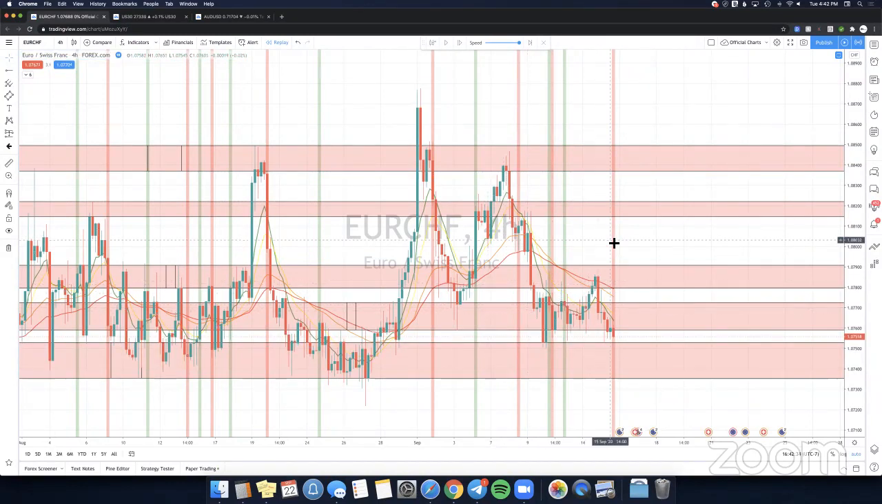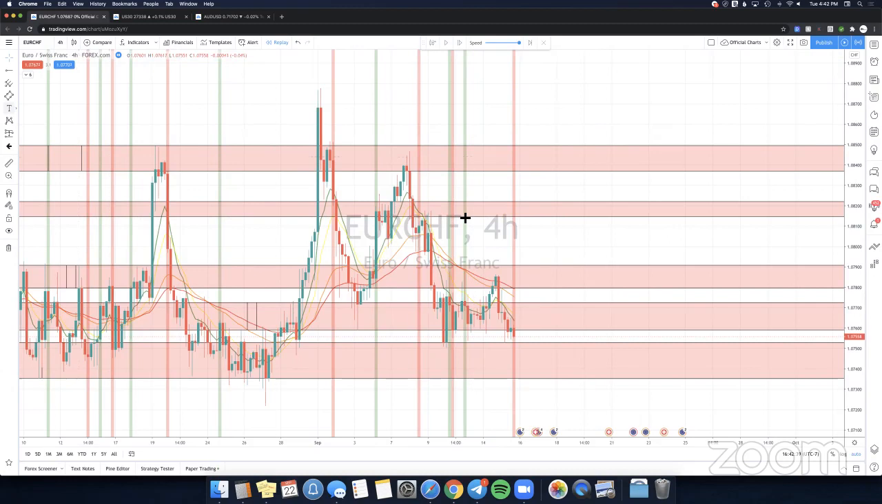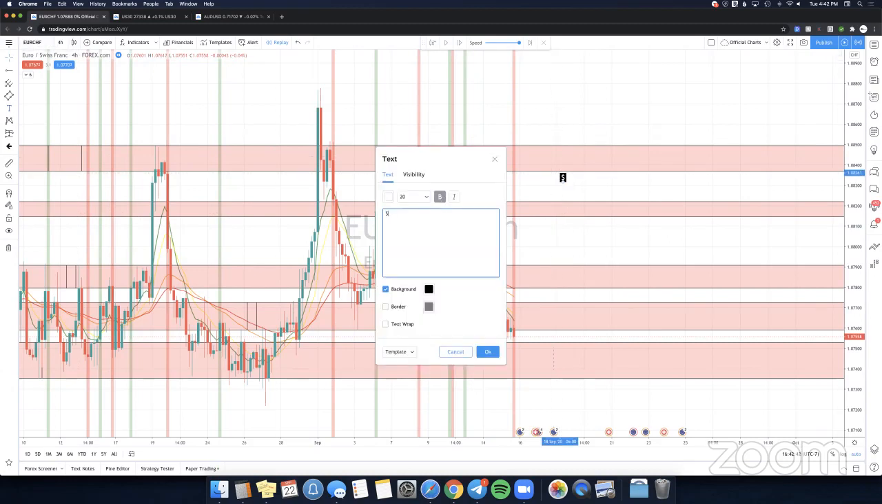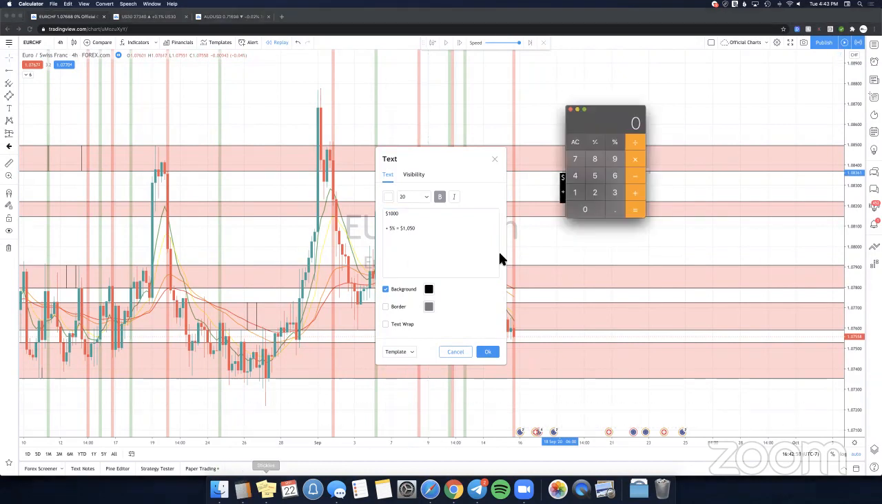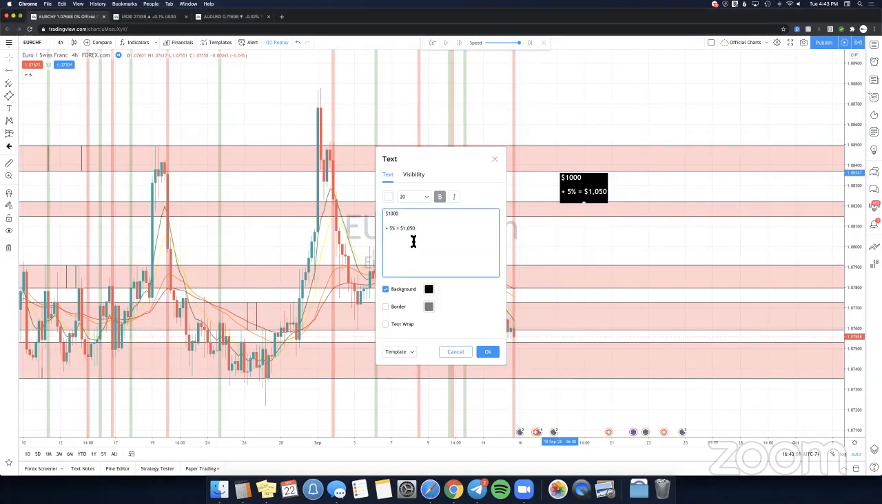But if you're minimizing your risk, say if you're risking 5%, let me see if I can type it up here somewhere. So if you have a $1,000 account, plus 5% equals 1,050. And then say another 5%, you're going to be at like 1,102 or something like that.